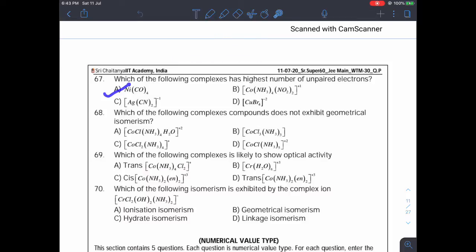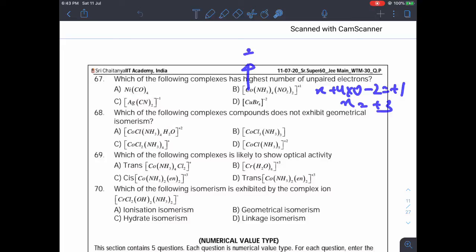So yes, no unpaired electron here, so it will not be correct, but they are asking about the highest number of unpaired electrons. Now if we talk about [Ag(CN)2]−, we have to look into it, and we'll see silver in plus 1 will simply be d10. So there is no unpaired electron at all. Now in this case, cobalt, once again look at the oxidation number. Overall charge is plus 1, so x plus 4 into 0 minus 2 is equal to plus 1, x is equal to plus 3.